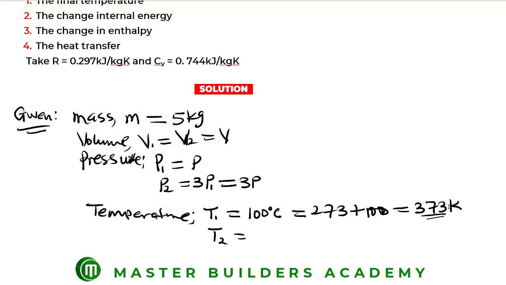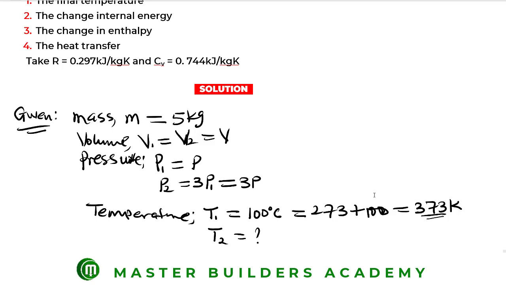Understand that Kelvin does not have a degree as a symbol, right? You only have Kelvin, not 373 degree Kelvin. It's wrong to have it that way. Only Celsius is in degrees. All right, okay, so if this is clear, now we have the final temperature unknown.